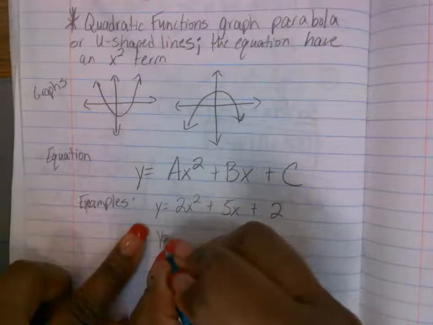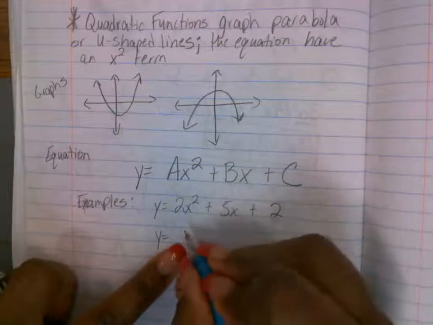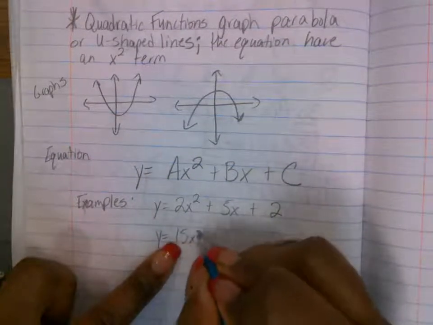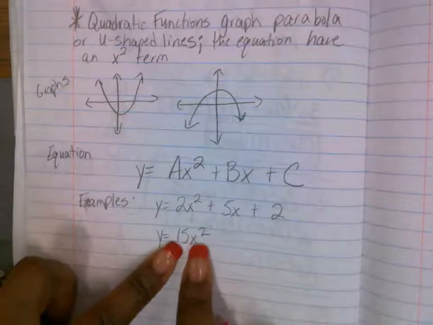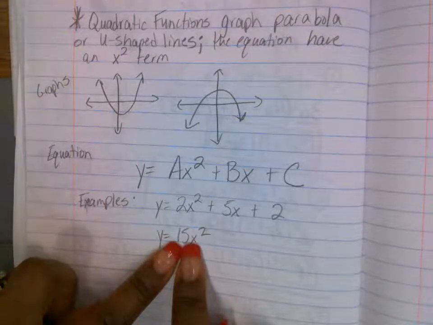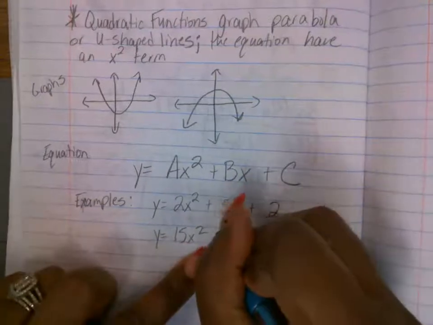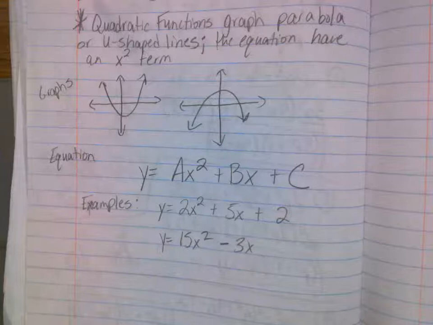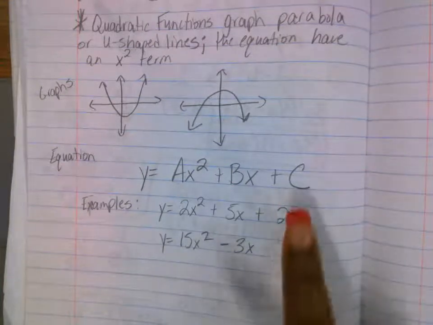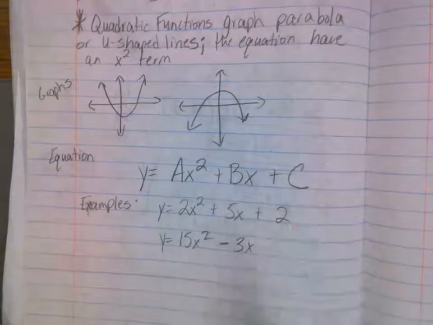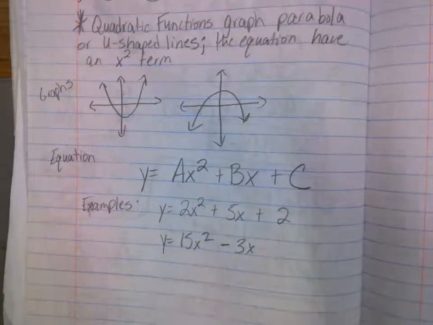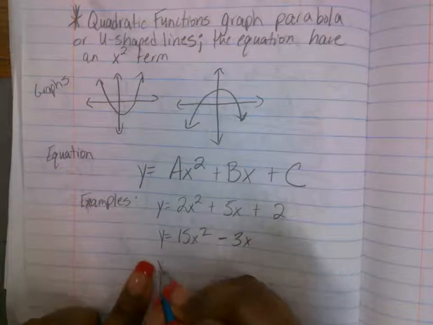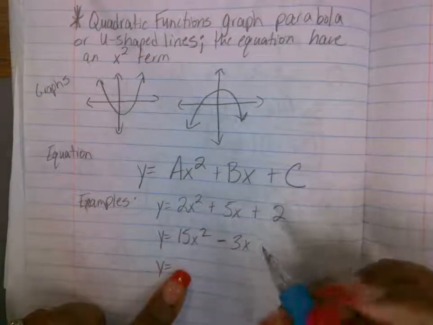Another example of what it could look like is this. You might see even a binomial. You might have 15x to the second power. Notice x to the second power. That's what's making a quadratic function. And you might have just minus 3x. It's a quadratic function, even though it's missing the c term. It's still a quadratic function because it has the x squared term. Okay. The other that you might see is something like this.